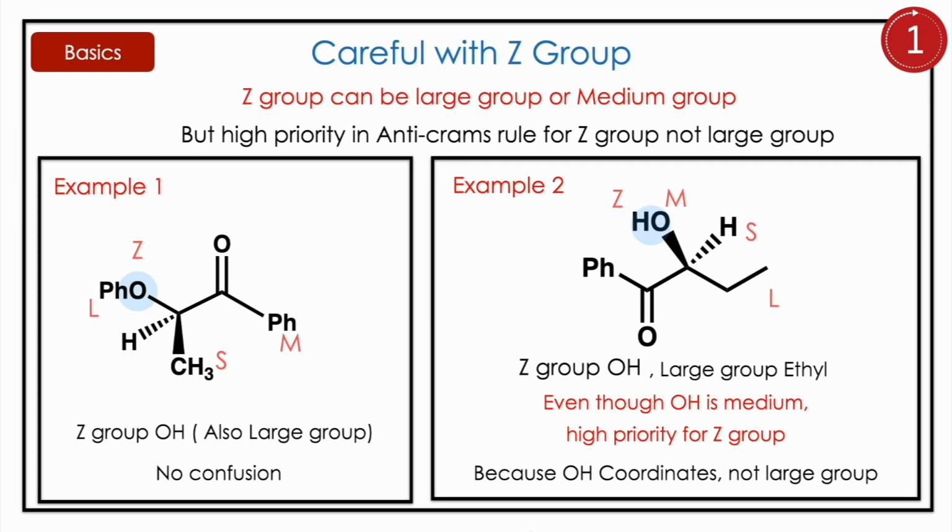As we have seen, the Z group is the chelating group. It can be a medium group or it can be a large group. Here I have shown example 1. PhO is the coordinating group, that is oxygen. The Z group is the same, the L group is the same, the coordinating group as well as the large group are the same. In example 2, the Z group is the medium group and the L group is the ethyl group. So be careful with the nomenclature. First you label large, small and medium. Z is straightforward because of the lone pair. So be careful with the Z group identification.